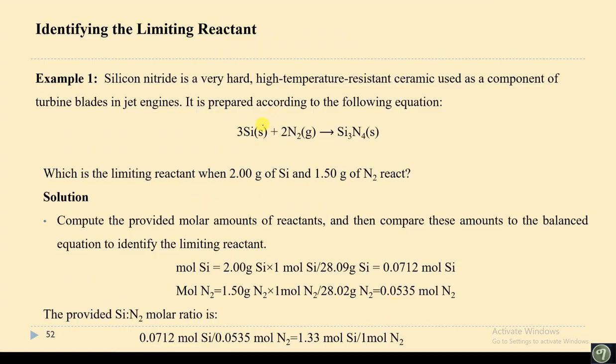Look, in this example, silicon reacts with nitrogen to give this product. So you have been given 2 gram of silicon and 1.5 gram of nitrogen. If we are asked to identify whether silicon or nitrogen is the limiting reactant in this example, what can we do? The first step is just to get the mole of each reactant.